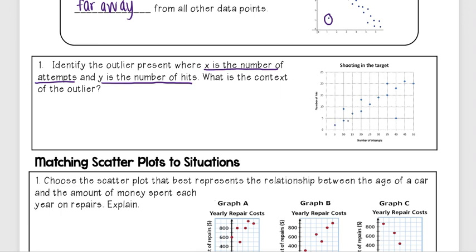Looking at this scatter plot, I see all of my points are kind of making this line right here, but then I have that data point right there. And I see that it is further away from all of the rest of the data points. And I see that that is at 40 and then 5.